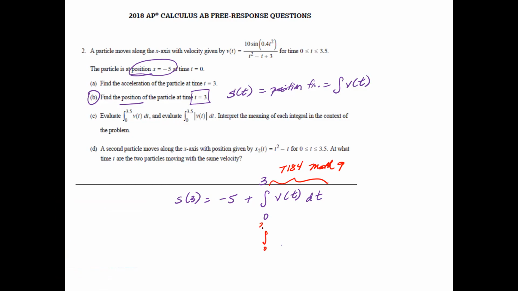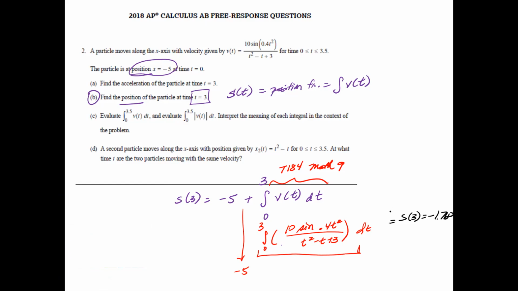And you're going to put in 0, 3, and then in the box here, you're going to put in 10 sine 0.4 t squared divided by t squared minus t plus 3 dt. But in this case, it's going to be dx in your calculator. And whatever you get from here, make sure you subtract the 5 with it. Then your overall answer for s of 3 is going to be -1.760. So with this one, you can actually say the position at t equals 3 is -1.760.